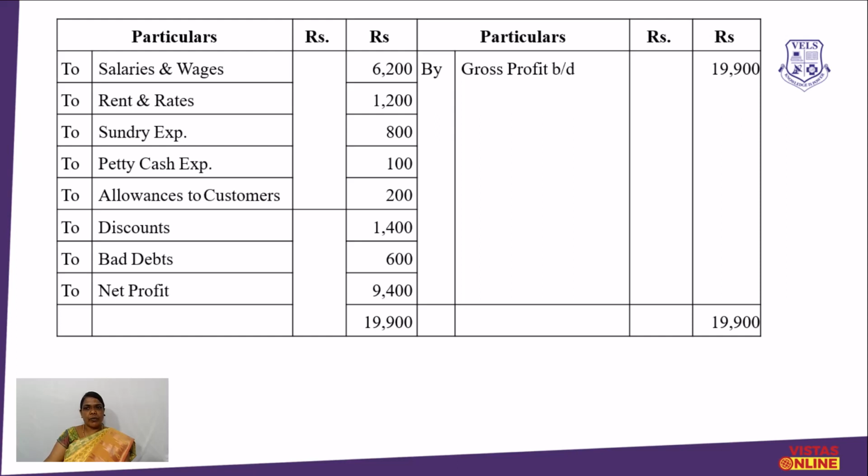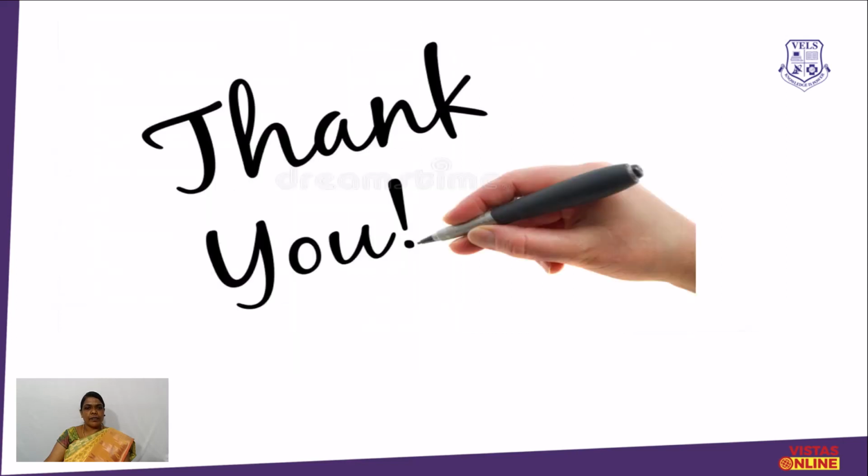gross profit value. Gross profit how much? 19,900. After that you should subtract all these values, the debit side values. When you subtract these expenses, you will get the net profit 9,400. Okay, equalize both sides. The credit side value 19,900. After subtracting all these expenses, you will get the net profit 9,400. Thank you.